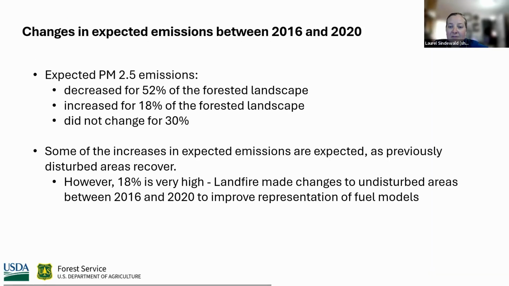Expected PM2.5 emissions declined for 52% of forested pixels, increased for 18%, and were unchanged for 30%. We would expect some increases in expected emissions in areas that were previously disturbed and are recovering, but 18% is pretty high. So we think this may be due to changes Landfire made between 2016 and 2020 to improve representation of fuel models based on community feedback, even though there wasn't a full remap between 2016 and 2020.